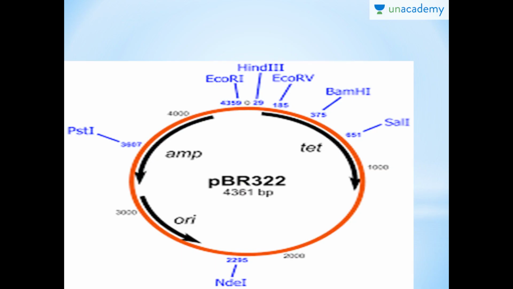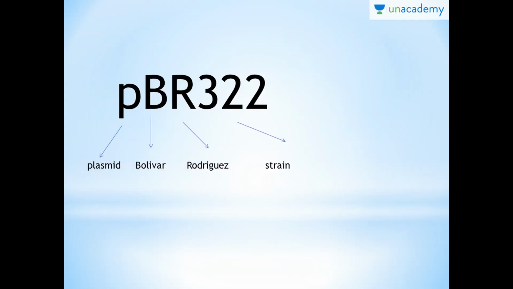This is pBR322. This is the first genetically modified vector, and this vector contains selectable markers as well as these restriction sites, and the ORI, that is the origin of replication, from where the replication process starts.